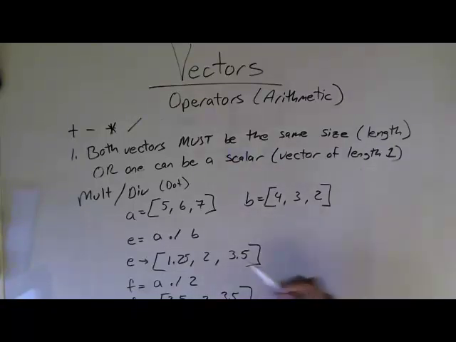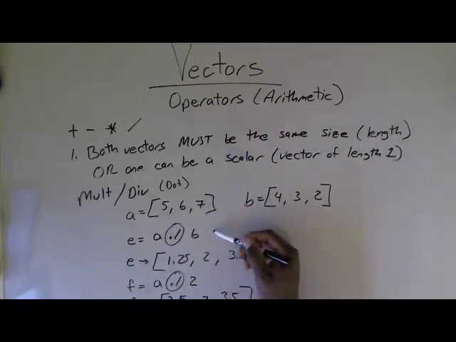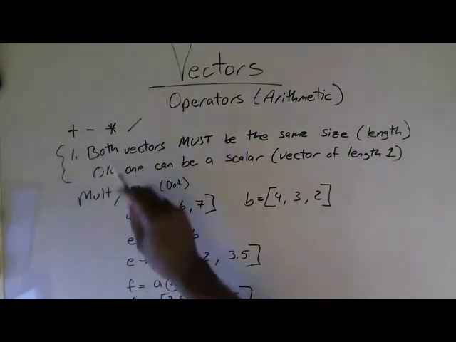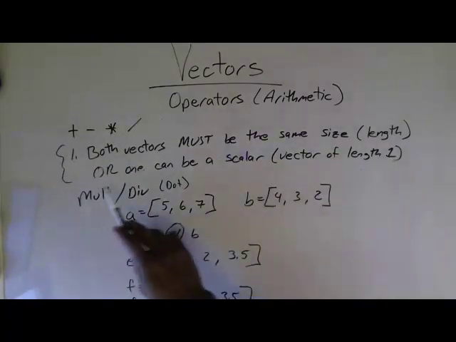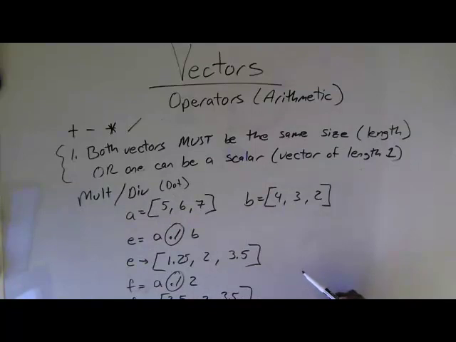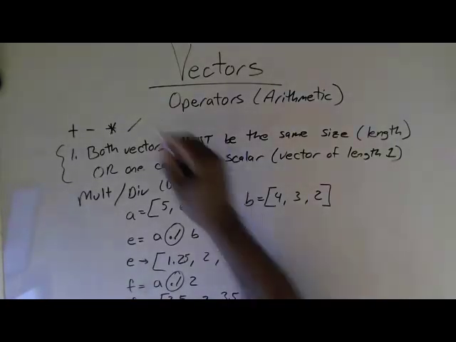Once you get the dot notation and understand the element by element multiplication, division, addition, subtraction, and the scalar multiplication, division, addition, subtraction, heeding the primary rule that both vectors must be the same size or length, or one can be a scalar, then you've got it. And that's how you do arithmetic operations with vectors. It also works with the power sign. If we did exponential, that would work as well. So this works for most math operations.